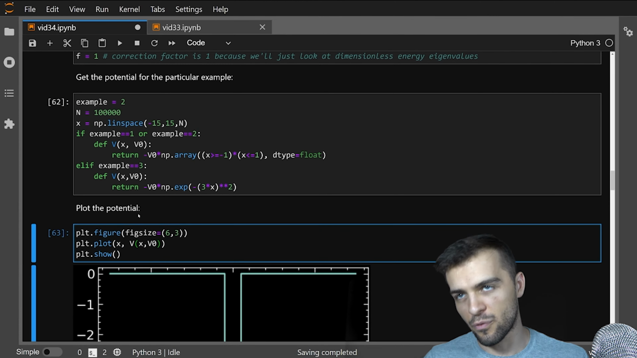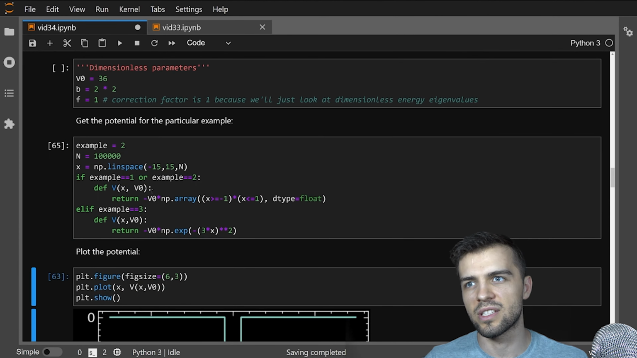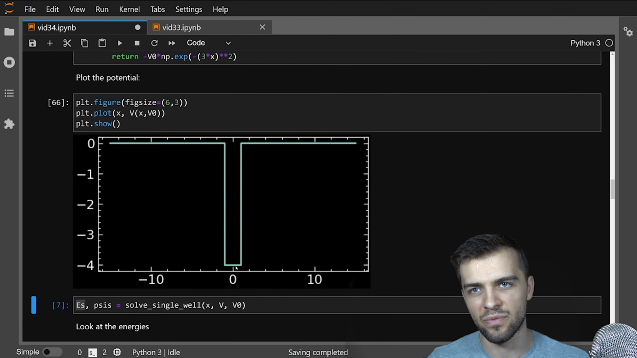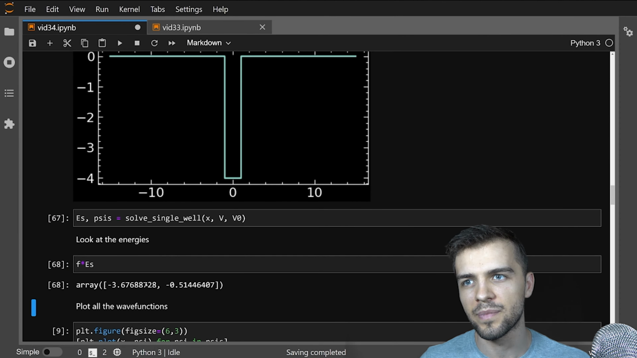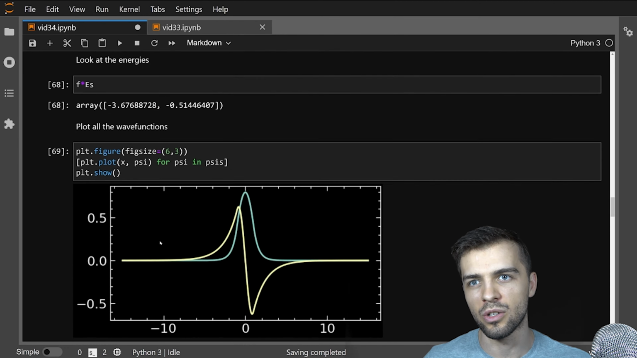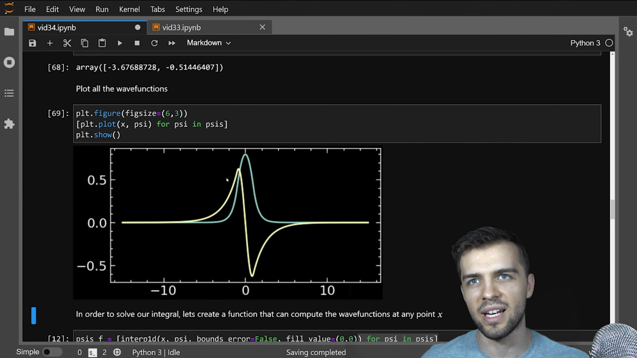So if I have 5 electron volts, then my dimensionless value is going to be around -4. My h bar squared over 2m is approximately equal to 1. I can solve for the energy eigenvalues and eigenstates of this well. But of course, now I have 2 bound states. And let's plot the wave functions of this single well. I have a ground state and an excited state.